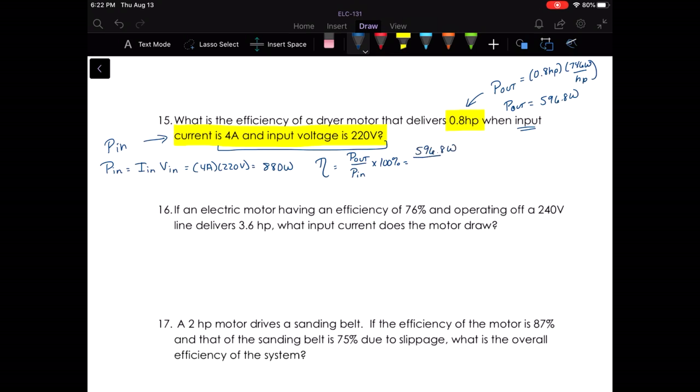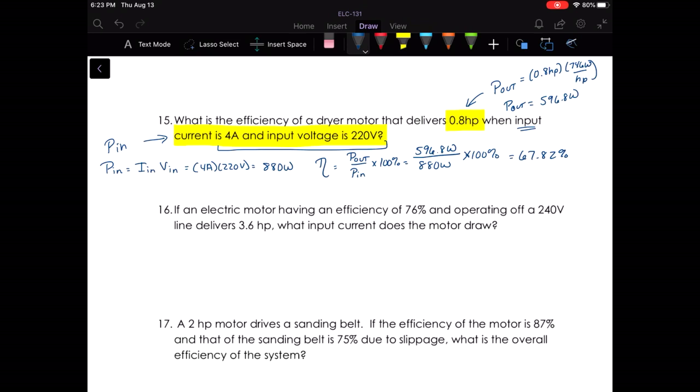596.8 watts over 880 watts, times 100%. Let's go ahead and put the 100% in there as well. And if we calculate that, we should have about 67.82%. So it's a pretty low efficiency, I think.